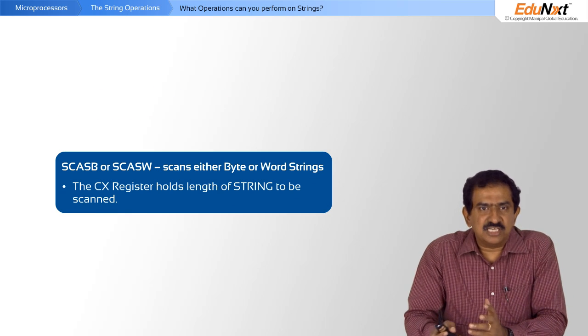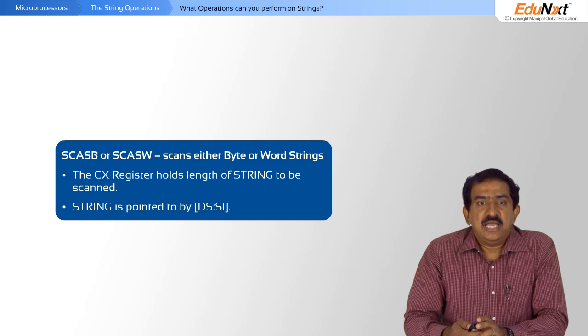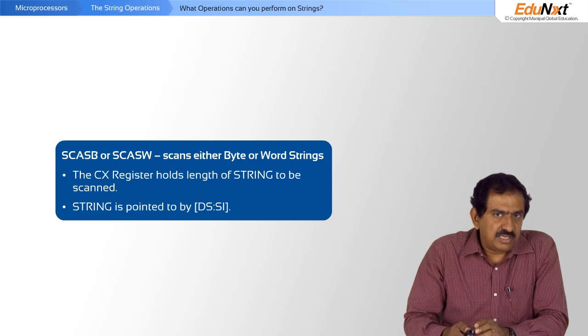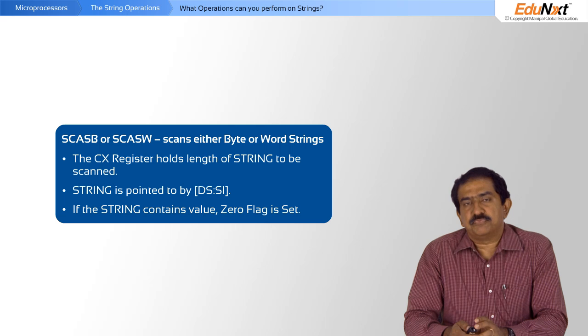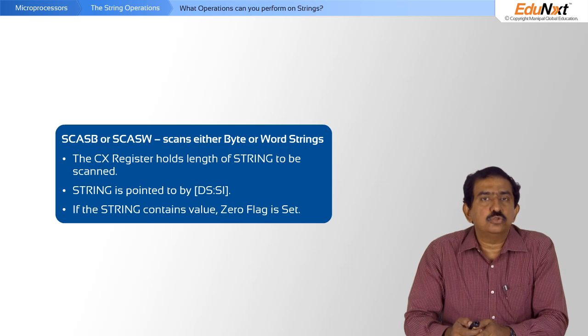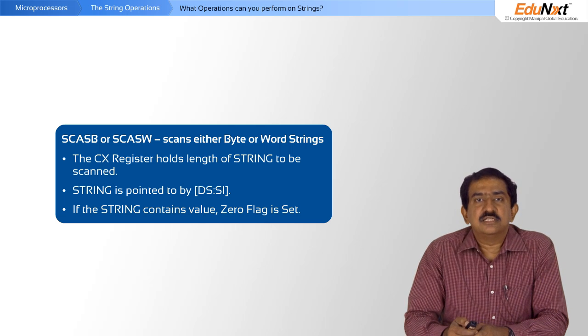And here too your CX register, and the string is pointed to by the data segment colon SI. And after you finish the scanning, if the string contains the value, the zero flag is set. So as a programmer, all you need to do is run this string instruction SCAS, check for the zero flag, and you know whether the string contains the value you are looking for.